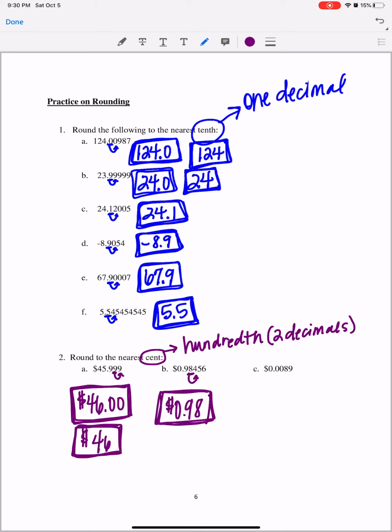And then C is an interesting one. The second 0 behind the decimal is in your hundredths place. This 8 behind it makes that 0 go up. So this is going to round to 1 penny. You've got 0.01.